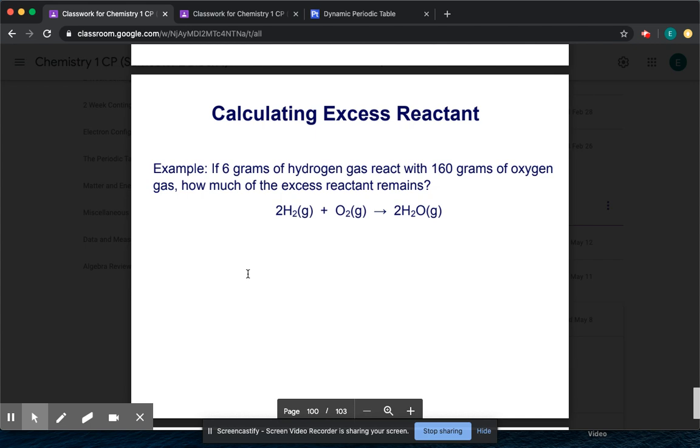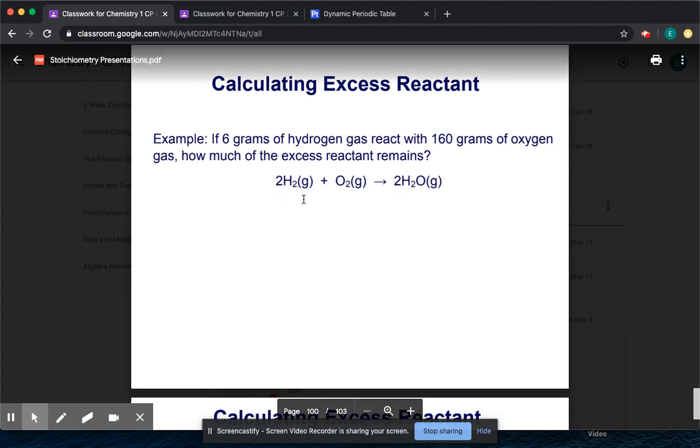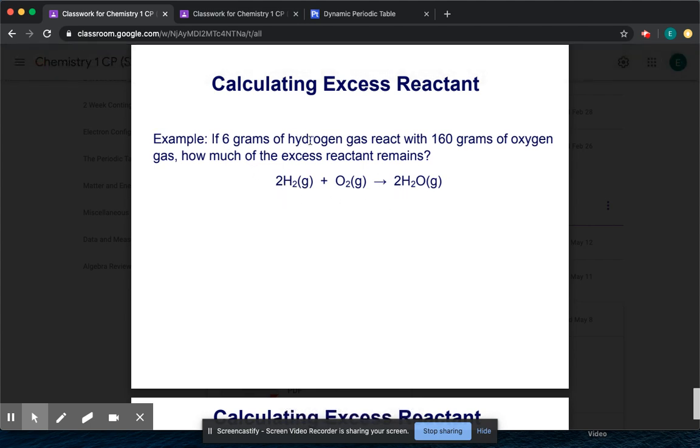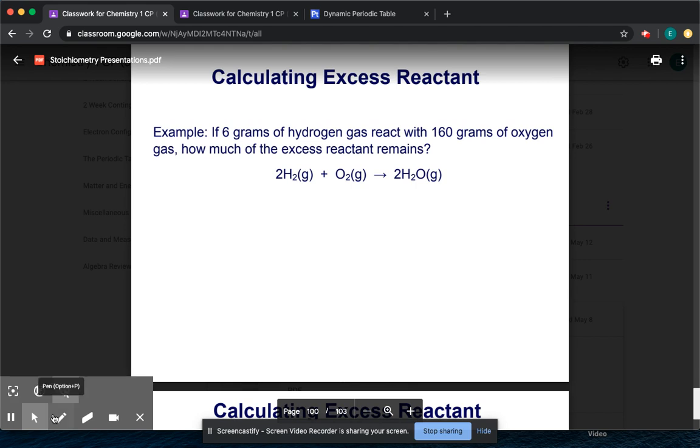So for example, let's say we have, again with the water example here, the exact same example. We're making water from hydrogen and oxygen. We have 6 grams of hydrogen and 160 grams of oxygen. How much of the excess will remain? So notice how they don't tell us to find yield or anything like that.